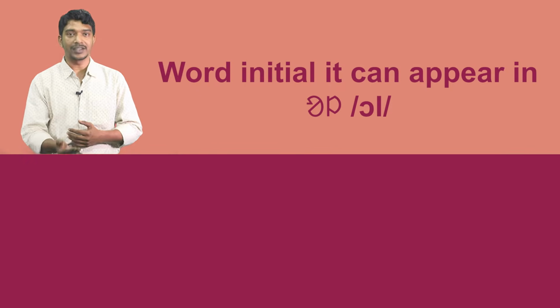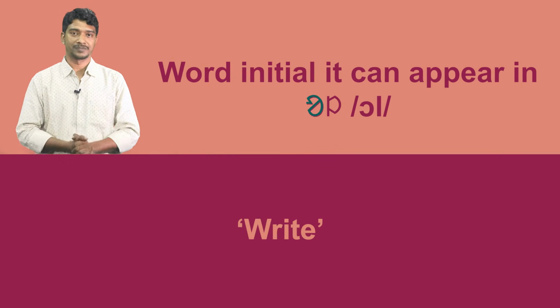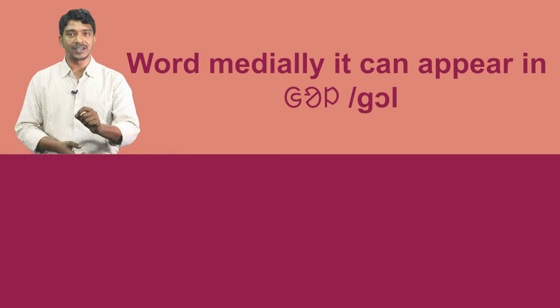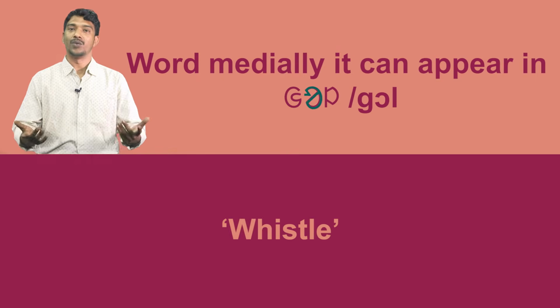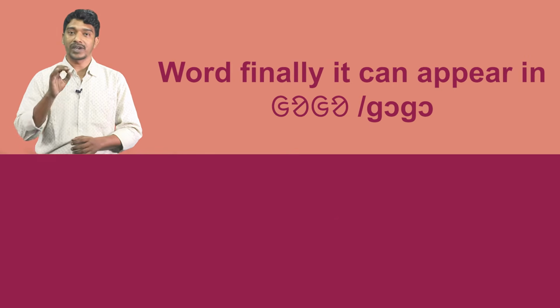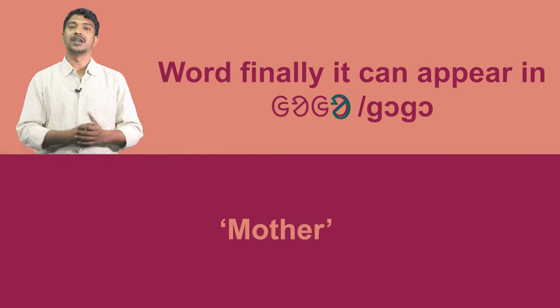This letter occurs in all positions in word as initially, medially, and finally from the viewpoint of orthography. The examples are as follows. Word initially, it can appear in all, means right. Word medially, it can appear in gall, means whistle. Word finally, it can appear in gogo, means mother.